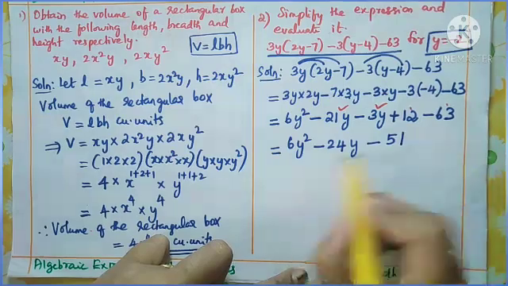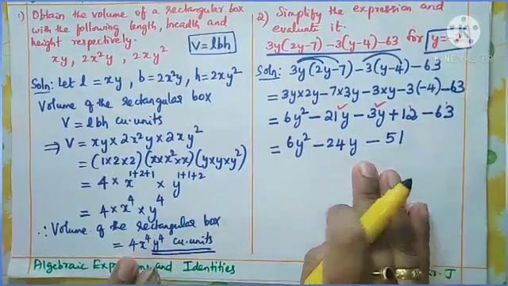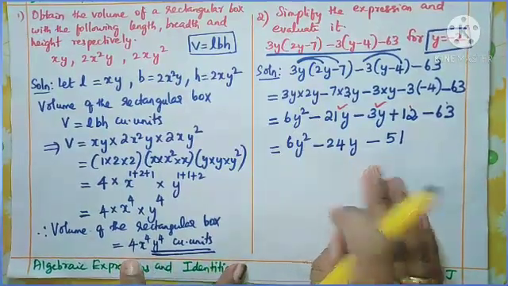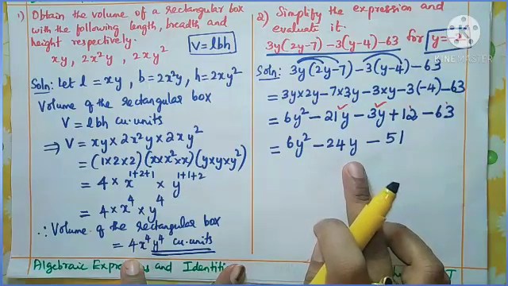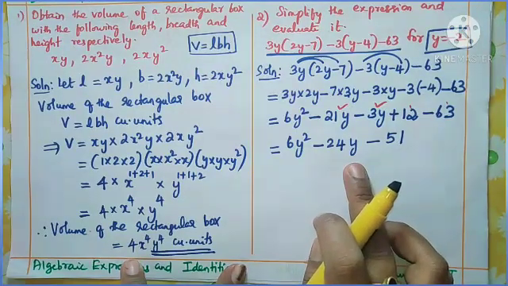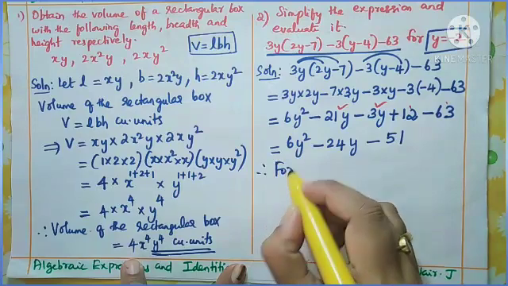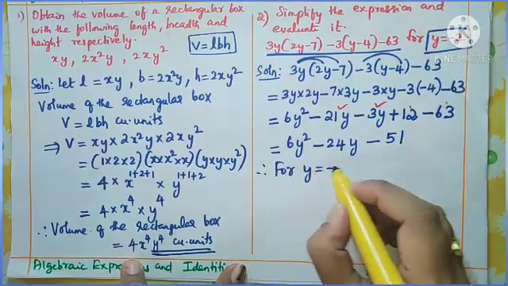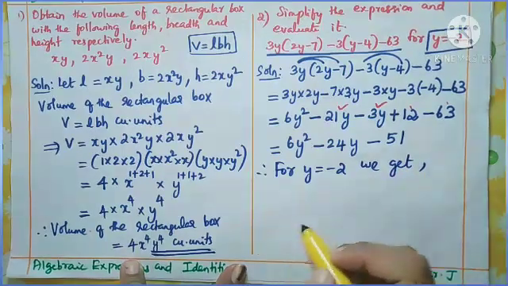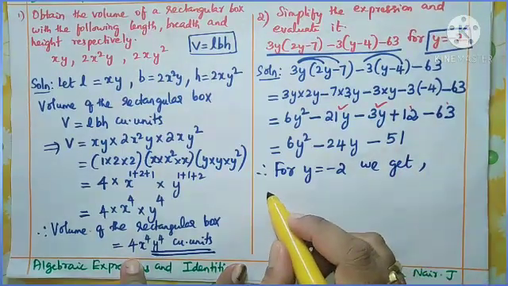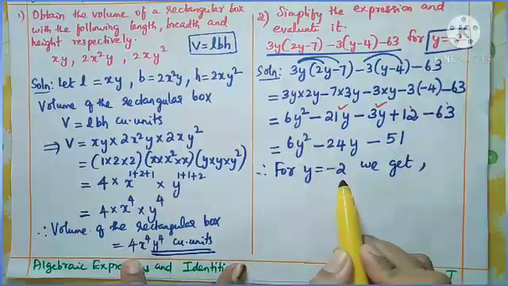Okay. So you simplified this. Further we cannot simplify. Now what do you want to do? Our answer is not over. For y equal to minus 2, you want to simplify this expression. Evaluate. So therefore, for y is equal to minus 2, that is given in the question, we get. How to do this? In the place of y, you want to put the value minus 2.